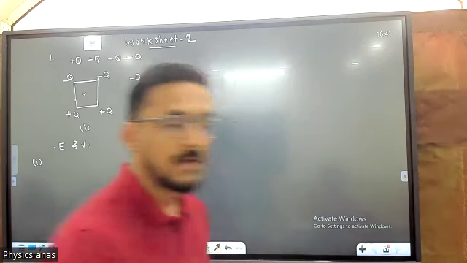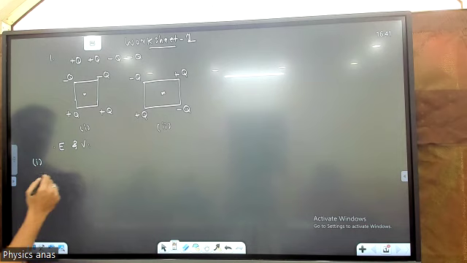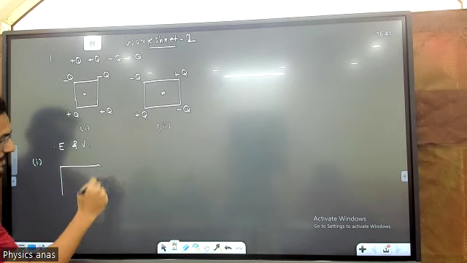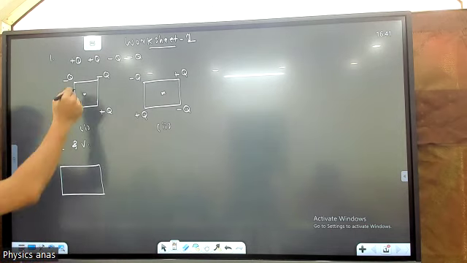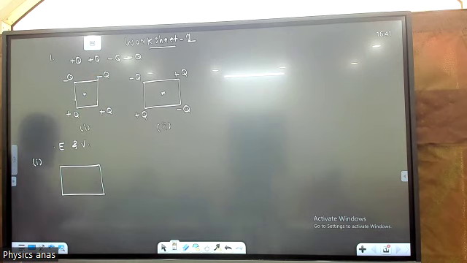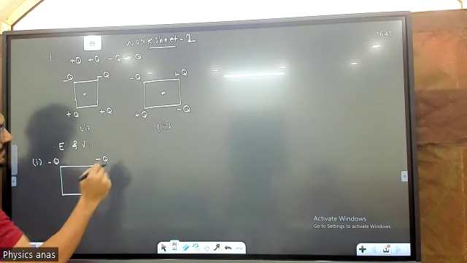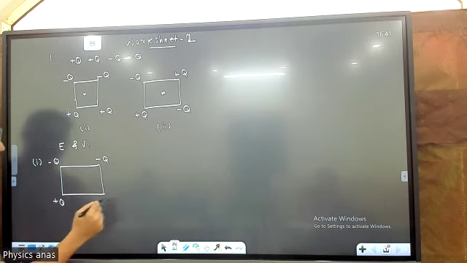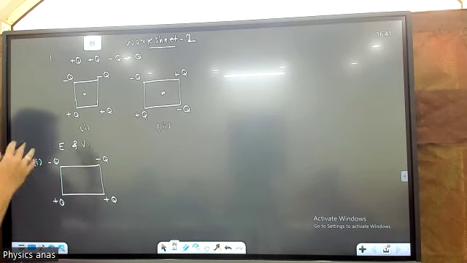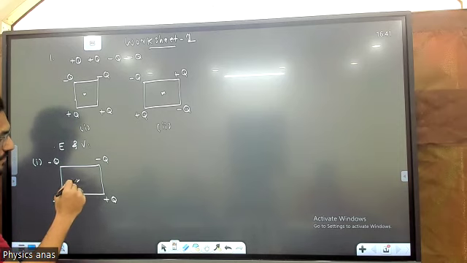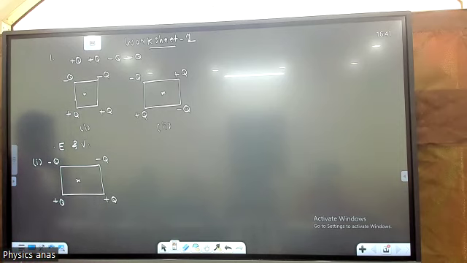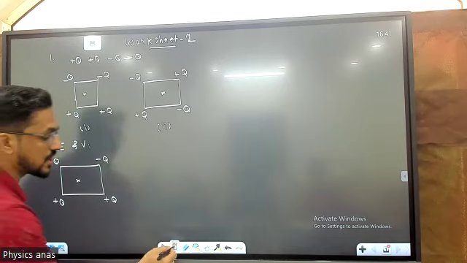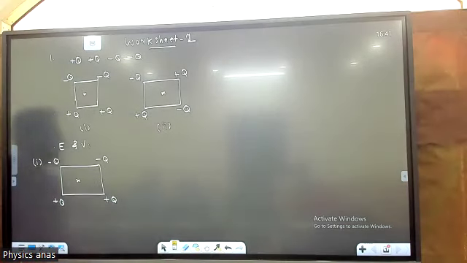Okay. Then look at the first question. Look at the first configuration. This is the configuration given in the question, so I am taking the first configuration. This is minus q here, plus q here, another plus q here. There are 4 charges. They are arranged in this way, and this is the center. We have to find the electric potential and the electric field at this point, right?